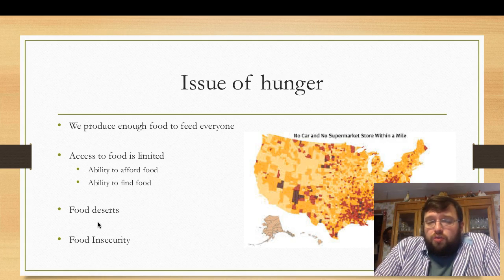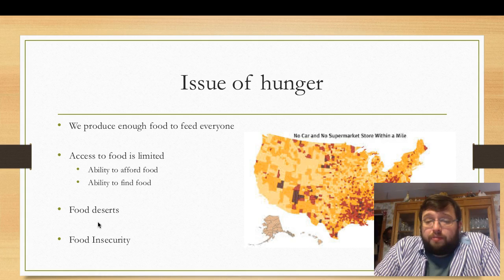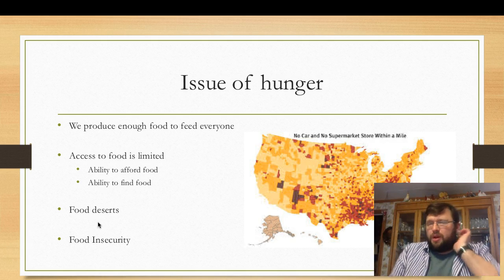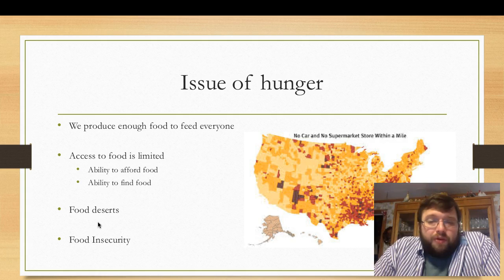There are really two limitations to food access. The first is the ability to afford food. That's the idea of that poverty limit, of how that impacts your food buying choices. The second is the ability to find food. Now, I don't know where all of you live, but you may think, okay, you just go to the grocery store. So we have a lot of food deserts in this country.